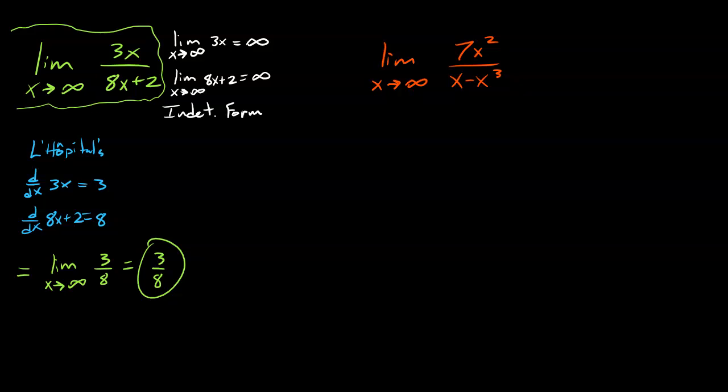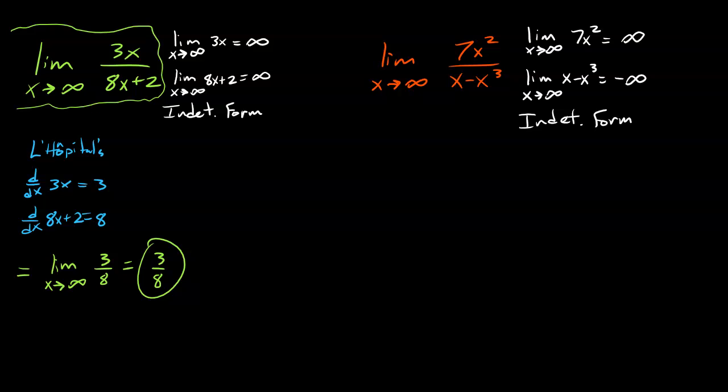Okay, I'll do the second one with you and show you what happens if it doesn't work the first time. So if I do it in my head, I know I'm going to get infinity over negative infinity, which is an indeterminate form. So I'm going to have to write it out. And the limit as x approaches infinity of x minus x cubed would be negative infinity, because this would be infinity minus infinity cubed. And this is an indeterminate. So because it's an indeterminate form, I can use L'Hopital's.